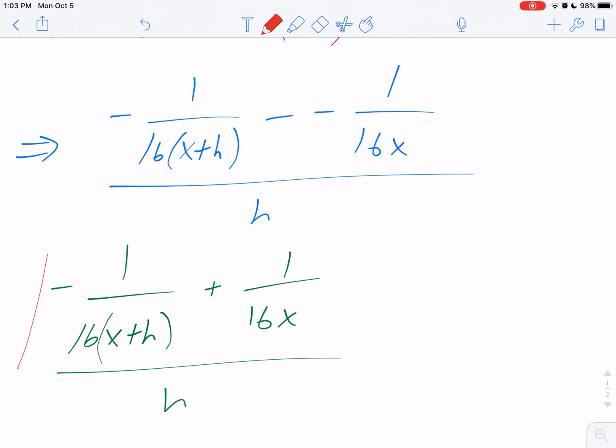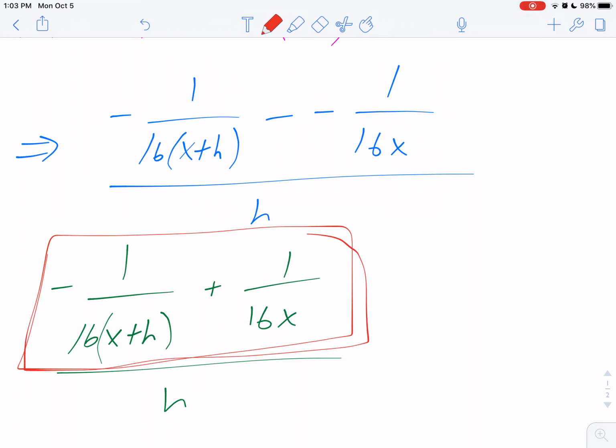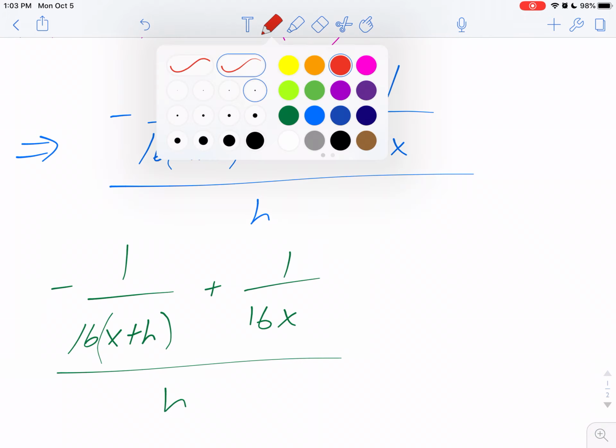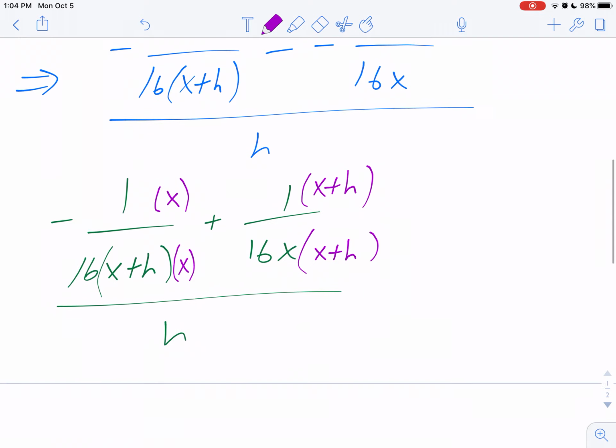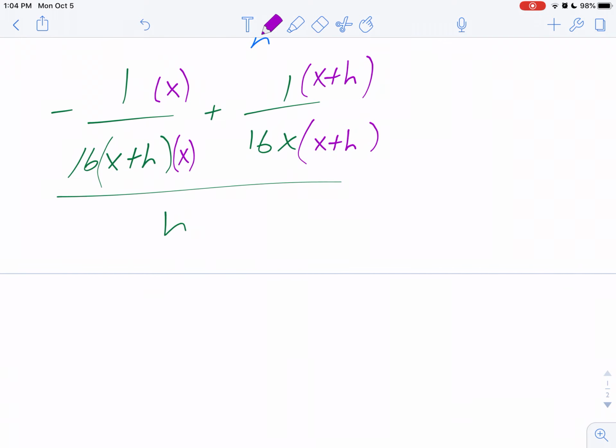Now on this stuff on top, we need to put those fractions together. Well, in order to combine, add, and subtract fractions, you need a common denominator. So the common denominator may not be completely obvious to everyone, but I'm going to times this one by x on both of them, and I'm going to times this one by x plus h. And now if you look closely at the denominators, those denominators have equivalent values, equivalent expressions.